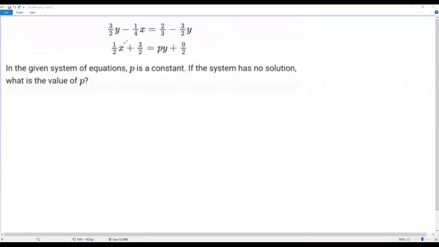Here we have a SAT math question. So here we have a system of two linear equations, and there is some information connected to it. In the given system of equations, p is a constant. If the system has no solution, what is the value of p?